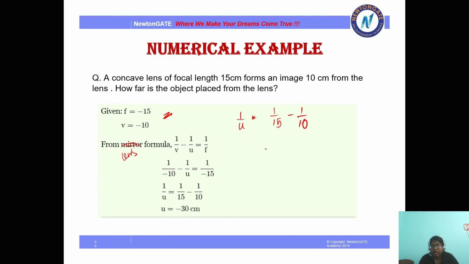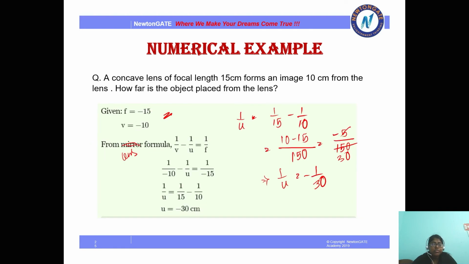So what can we do after this? Take 150 as the LCM, then 10 minus 15, so it will be minus 5 by 150. Cancel it out, it will be 30. So 1 by u is equal to minus 1 by 30. So u is equal to minus 30 centimeter.